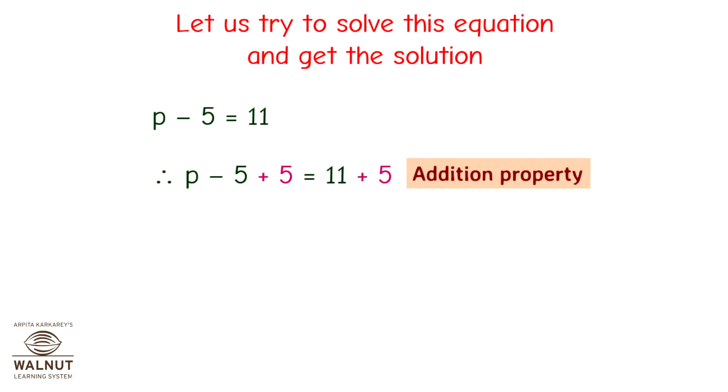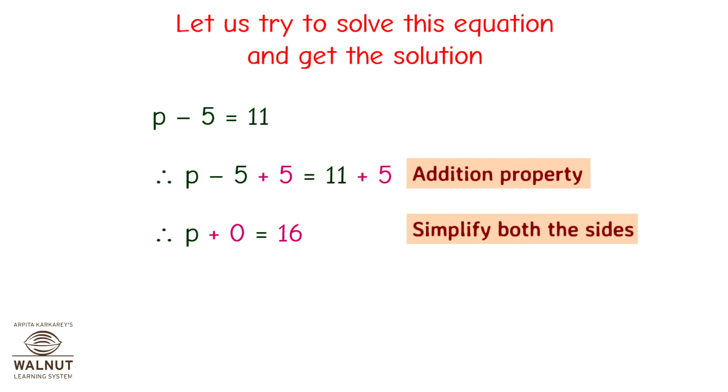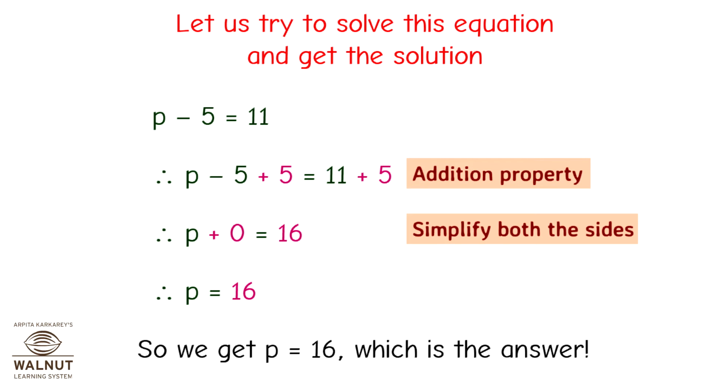Let's simplify both the sides of the equation. We cancel out minus 5 and plus 5. So, we have P plus 0 or just P on the LHS. Therefore, P plus 0 is equal to 16. And what about the RHS? The RHS is 11 plus 5, which is 16. Therefore, P is equal to 16. So, we get P is equal to 16, which is the answer.